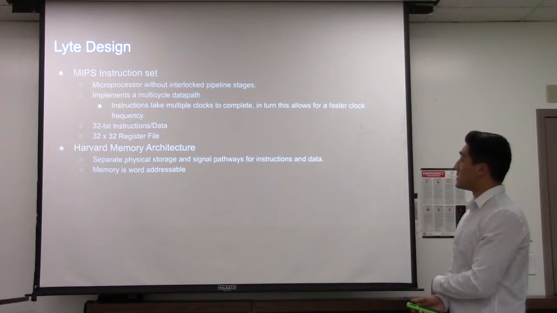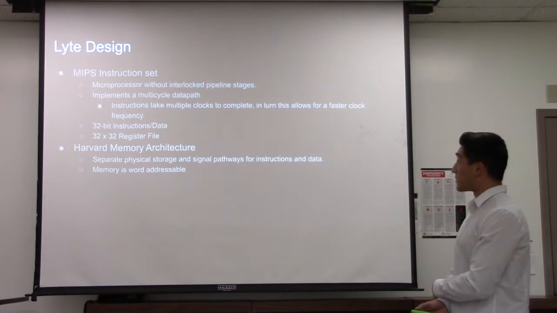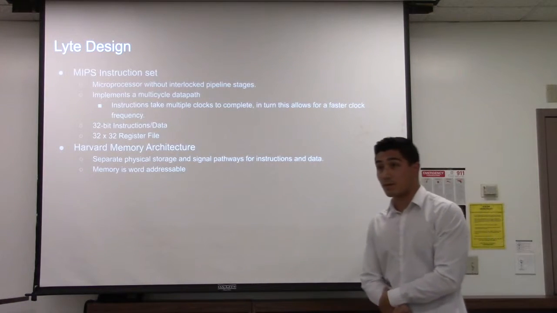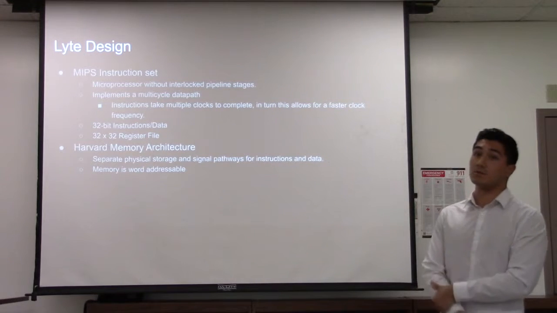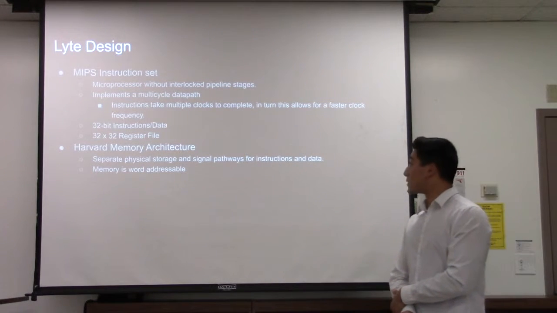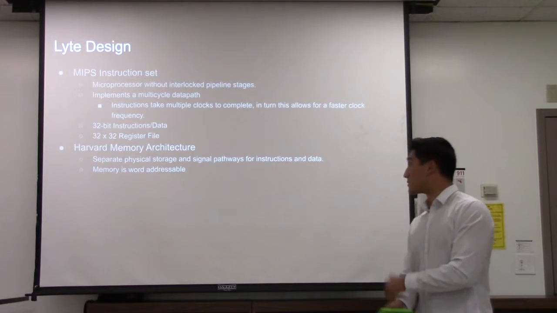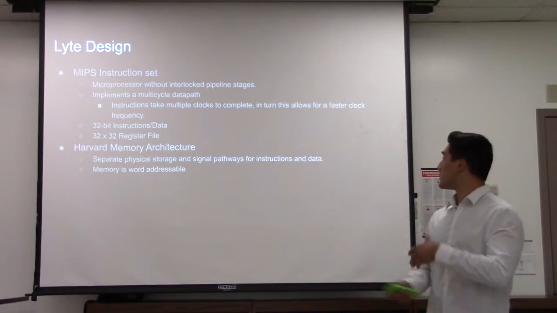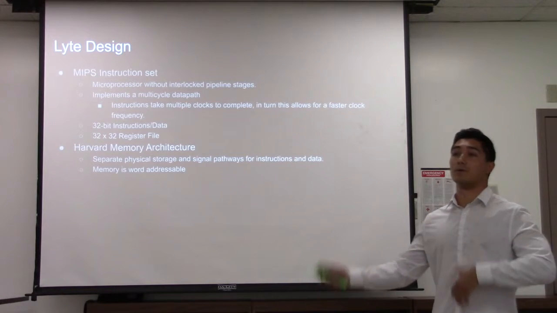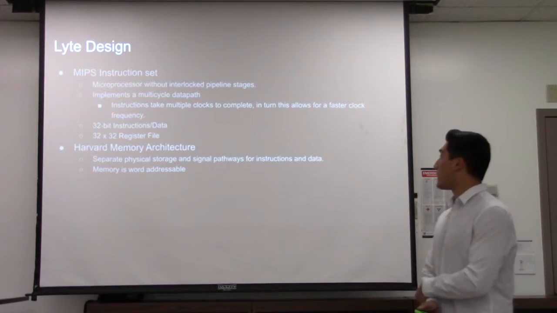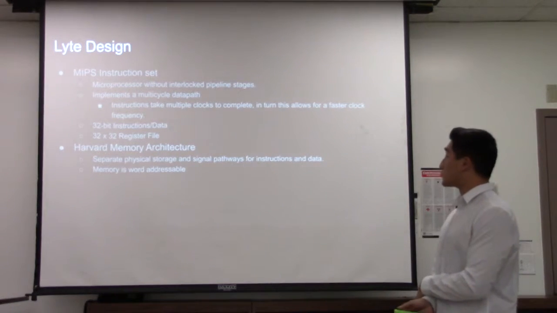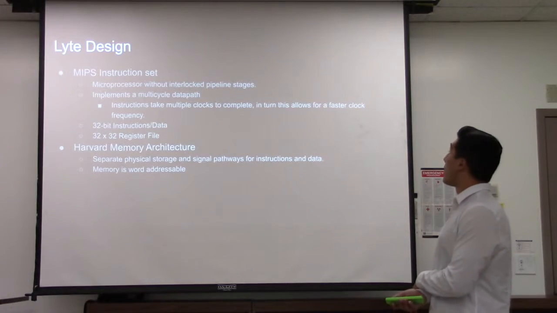32-bit instructions and data. We've got a 32 by 32 register file, meaning that we have 32 registers, each 32 bits wide. And we're implementing a Harvard memory architecture. We have separate physical storages and signal pathways for instruction and data, so we can access both simultaneously. And our memory is word addressable.